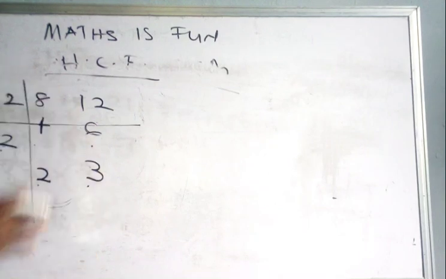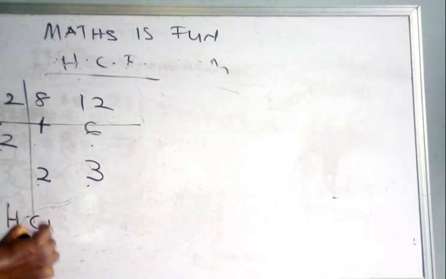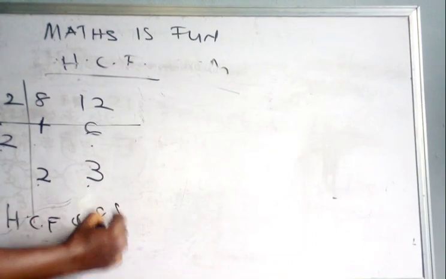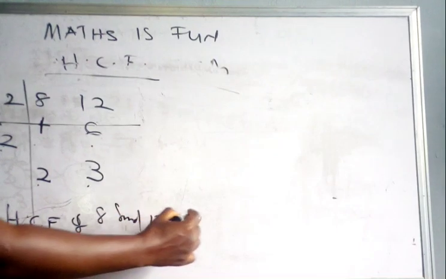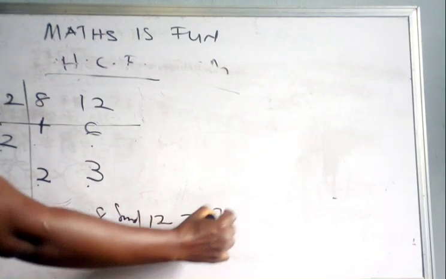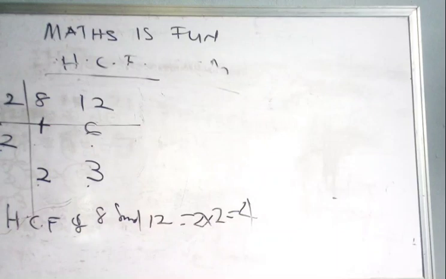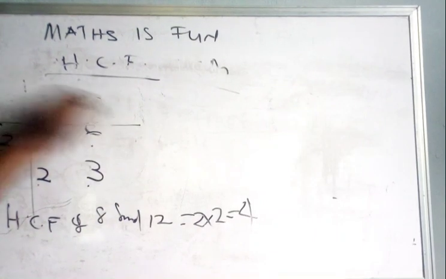So what is our HCF? Our HCF is simply gotten by multiplying these two numbers that are outside, these two numbers that were used to divide the given numbers. We're going to multiply them to get our HCF. So our HCF of 8 and 12 is given as 2 multiplied by 2, which is equal to 4. So the highest common factor between 8 and 12 is 4. Fun, isn't it? Let's try another example to bring that to life.